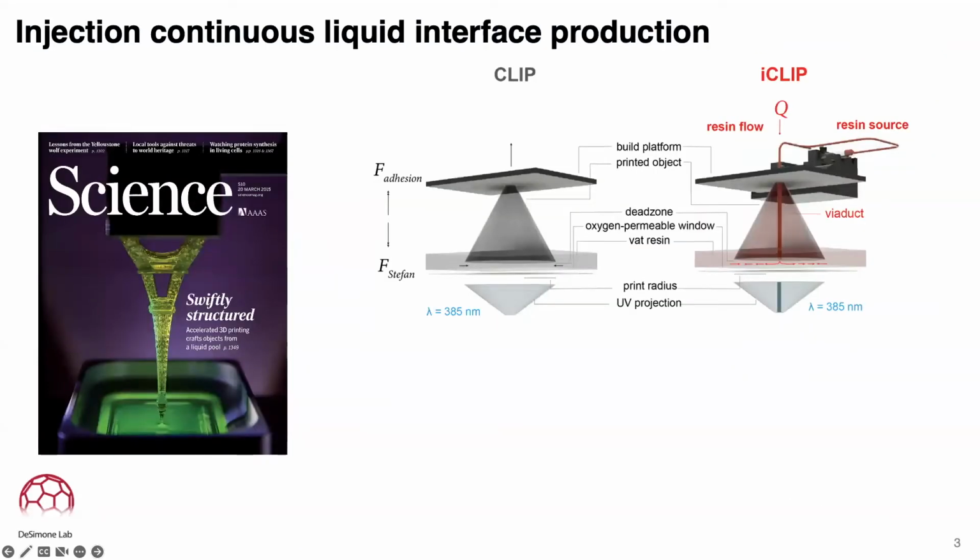Injection continuous liquid interface production builds upon the traditional continuous liquid interface production process introduced in 2015, whereby a UV projector, as shown below, shines light of 385 nanometers typically through an optically permeable window into a vat filled with photocurable resin. This spatio-selectively solidifies an object which is attached to a build platform that is being raised. Critically, unlike in prior methods, the window is oxygen permeable, creating a thin dead zone interface between the window and the object during printing, removing the time-consuming delamination step which slowed down earlier processes.